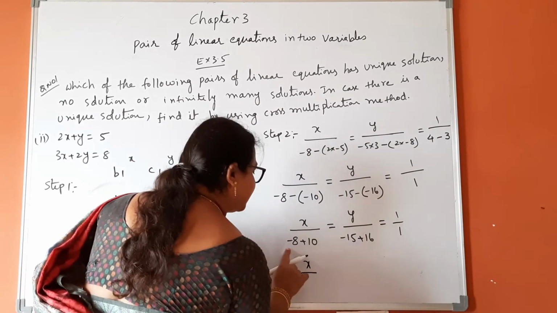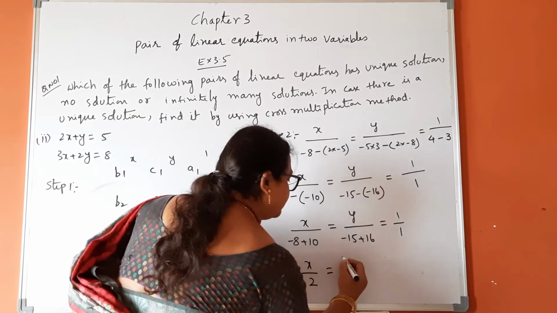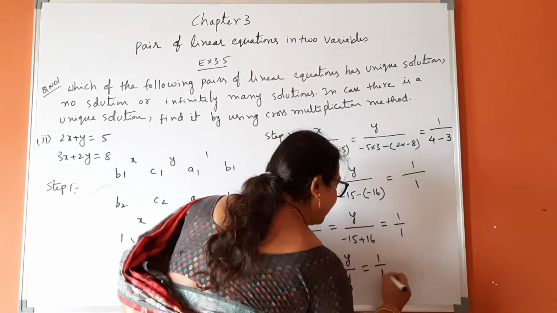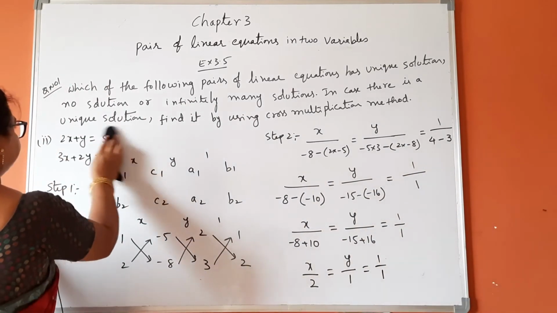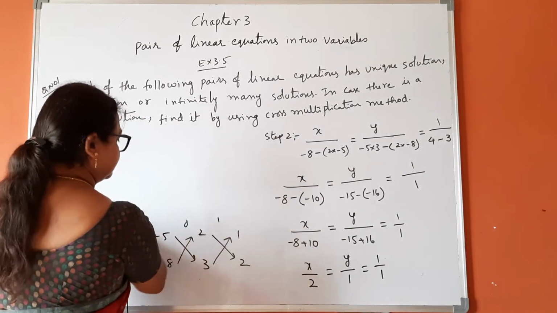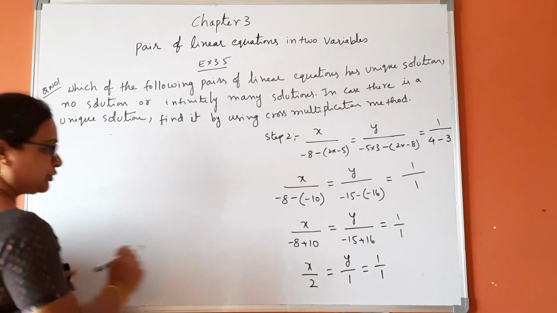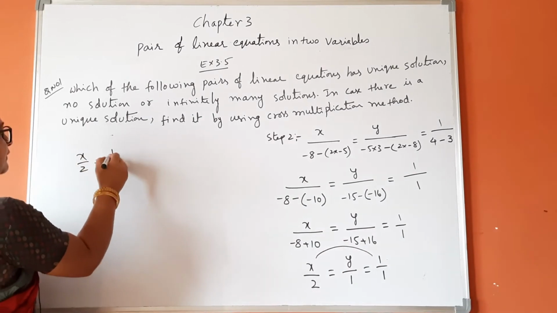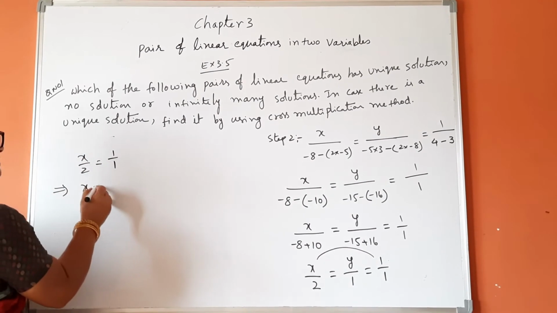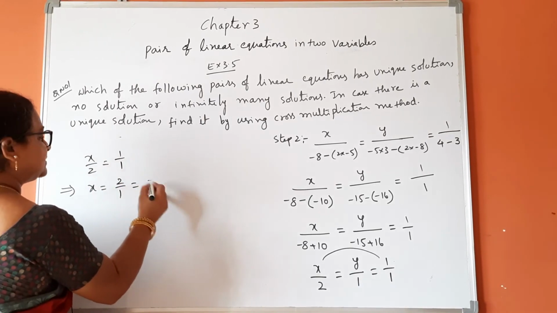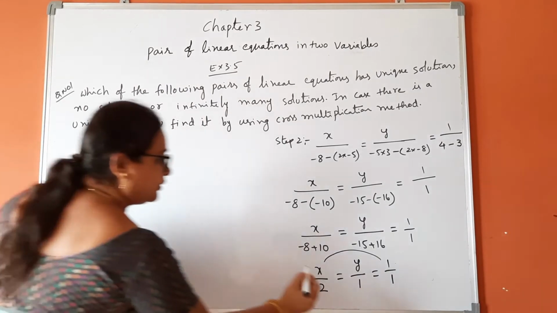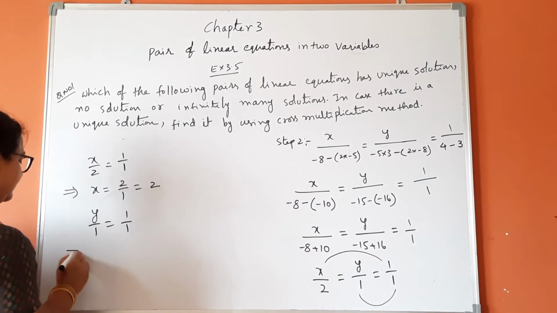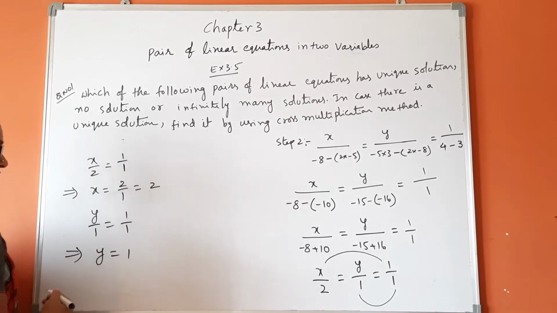So x by minus 8 plus 10, that is 2, is equal to y by minus 15 plus 16, that is 1, is equal to 1 by 1. So equate these two. x by 2 is equal to 1 by 1. That implies x is equal to 2 by 1, that is equal to 2. Now equate these two. y by 1 is equal to 1 by 1. That implies y is equal to 1.